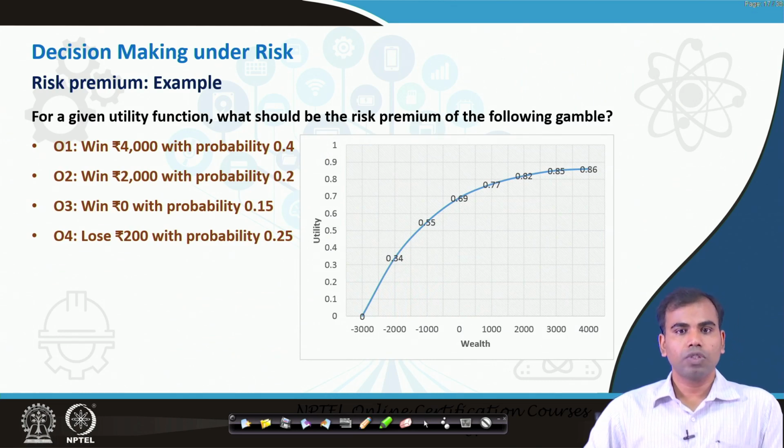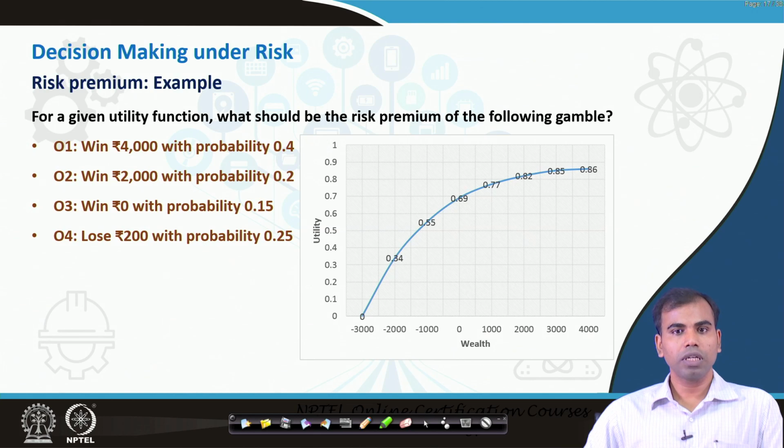If you look at the example shown here, this is a particular case of a gamble where there are 4 outcomes. Outcome 1 has 4,000 rupees of gain with a probability of 40%. Outcome 2 has 2,000 rupees of gain with a probability of 20%. Outcome 3 has 0 rupees of gain, which means you will get nothing in this case, with a probability of 15%, and outcome 4 has a loss of 200 rupees with a probability of 25%.